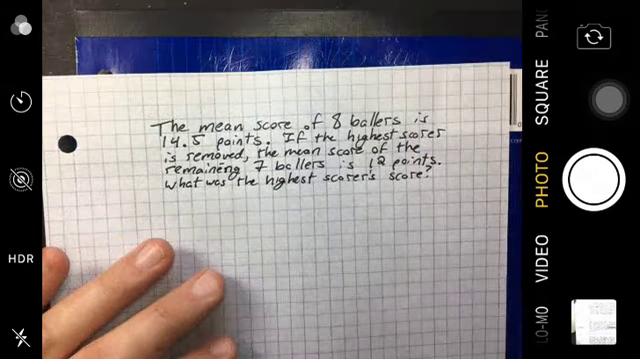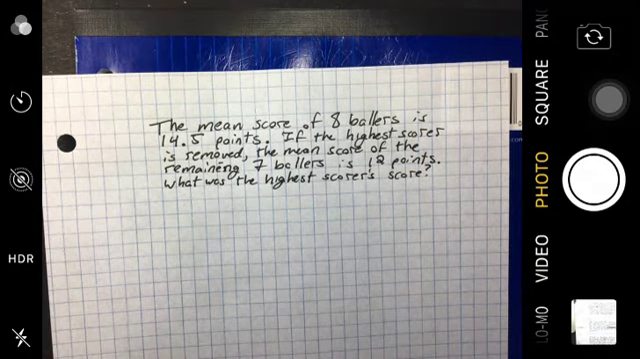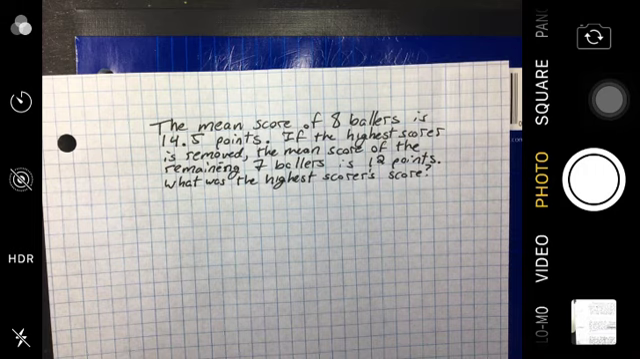Okay, how about something like this, homies? The mean score of 8 ballers is 14.5 points. If the highest score is removed, the mean score of the remaining 7 ballers is 12 points. What is the highest scorer's score? And keep in mind that the word mean is the same thing as average.